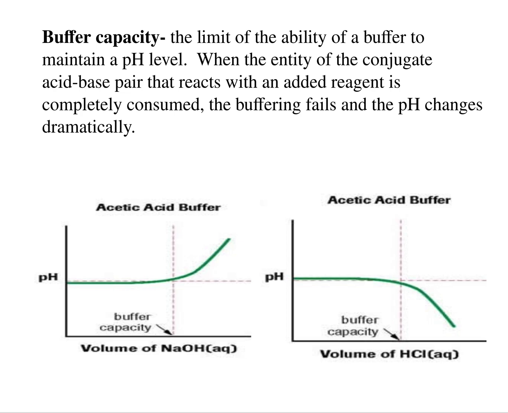The ability of a buffer to resist longer is known as its buffering capacity. The buffer capacity basically lasts until you get that flat line changing into an exponential curve. And this is basically when enough of the conjugate acid-base pair has reacted that it's consumed one half of the pair. And that's the point where buffering fails and now pH changes start to take place.